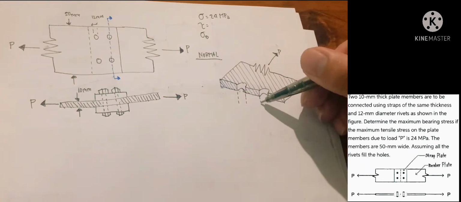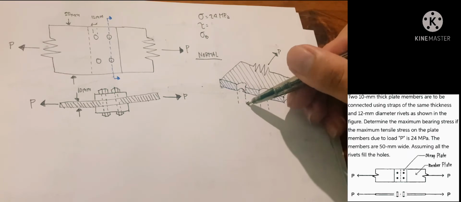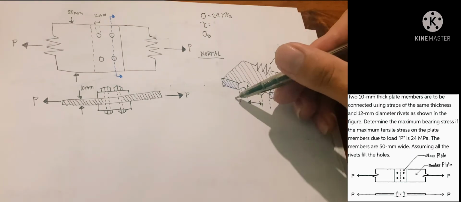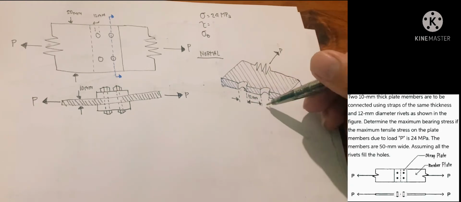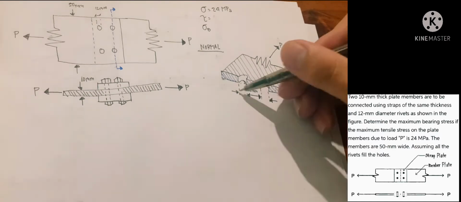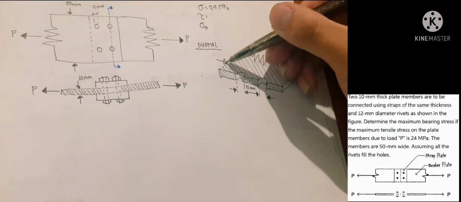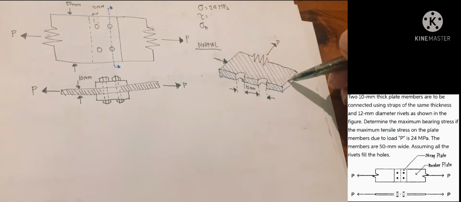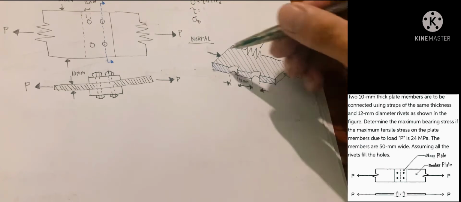Here we have our diameters, and there are two of them. They are both 12 millimeter. So we can isolate the separated area, the areas that are separated by the rivets, which is perpendicular to our P. That is where our normal is.